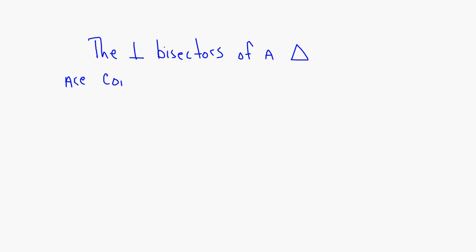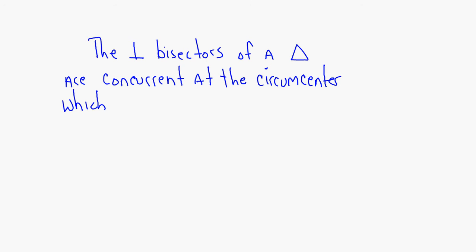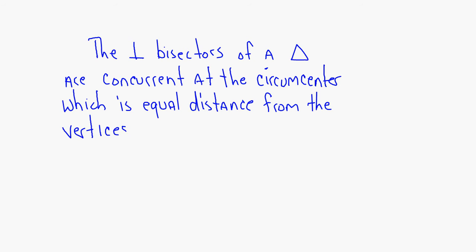Here's the last thing you got to know. Write down this theorem: the perpendicular bisectors of a triangle are concurrent at the circumcenter, which is equal distance from the vertices. Perpendicular bisectors of a triangle are concurrent at the circumcenter, which is equal distance from the vertices. That's what you need to get out of it.